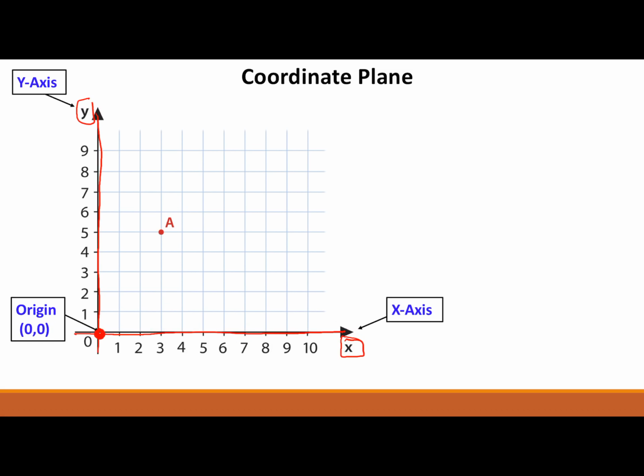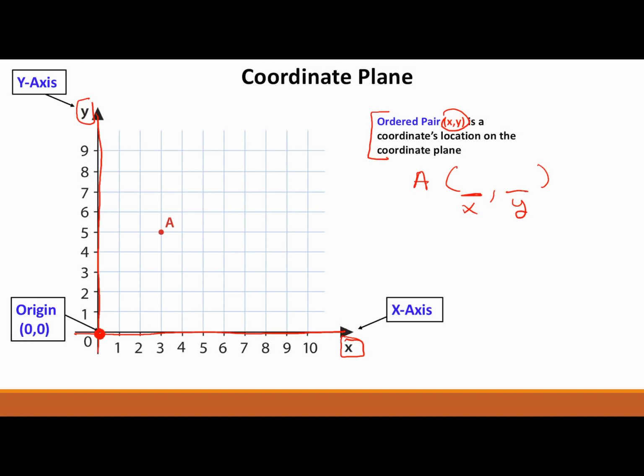Alright, now you might be wondering, Ms. Smith, why is the coordinate plane so important? Well, the coordinate plane is important because it allows you to locate a coordinate's position on the coordinate plane. So take point A for example. If we wanted to find the location of point A, we would write what we call an ordered pair. An ordered pair is made up of an x-coordinate and a y-coordinate.